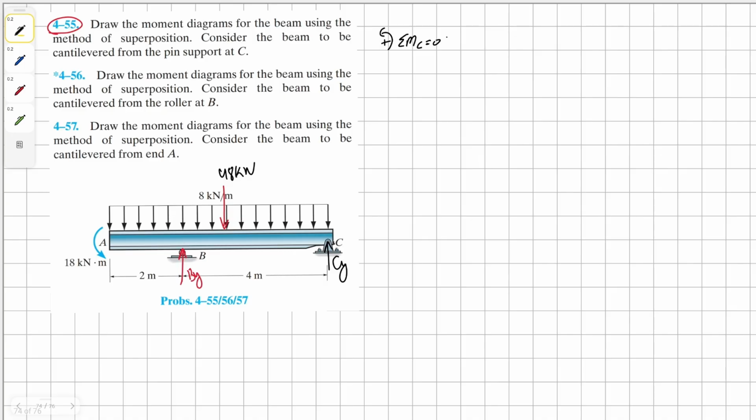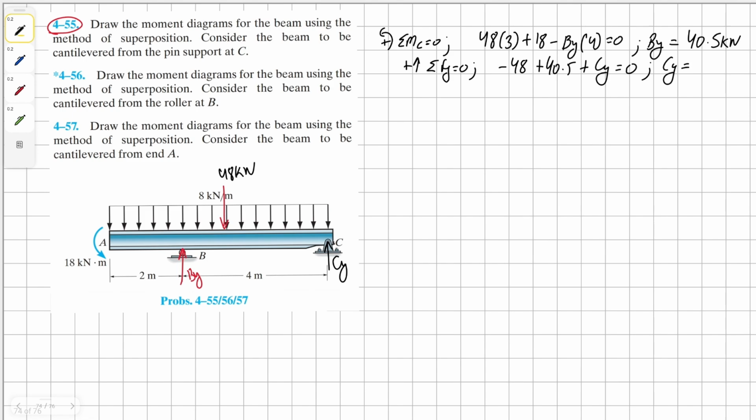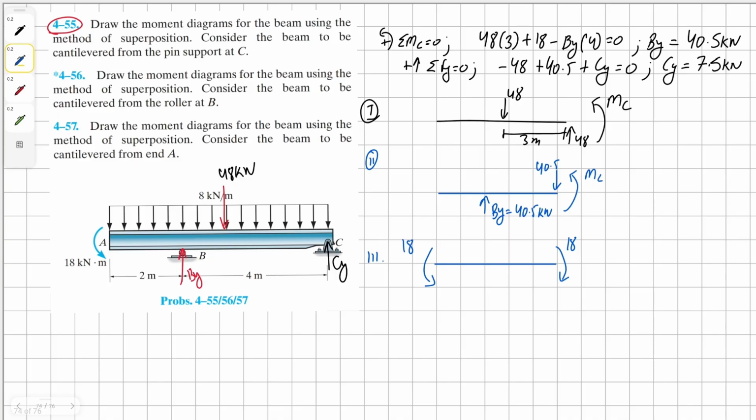Taking moment about the point C will give us By. Sum of the forces in y direction, we get the value of Cy as 7.5 kilonewton. Once we have all these, now we can draw our individual forces. To find our moment C, we simply have to sum the forces, take moment about the point C, because it's going to take much more space. I'm going to do this in here, but if you don't know how to do that, you can go back to previous videos to check that out.